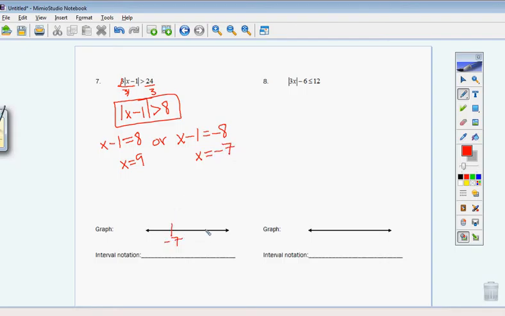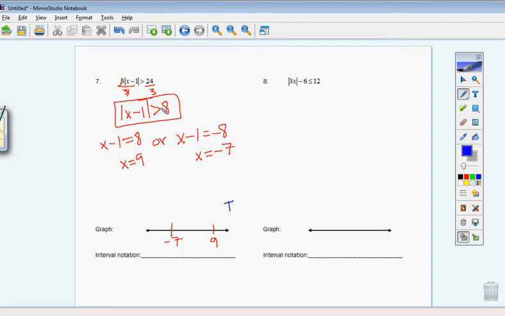Negative 7 on the left, 9 on the right. Are we having fun yet? I hope so. And then what do I want to pick? Well, if I put a 10 in, I like picking here because it's easier to do. What's 10 minus 1? 9. Absolute value of 9 is 9. Is 9 greater than 8? Yes, it is. It's true.